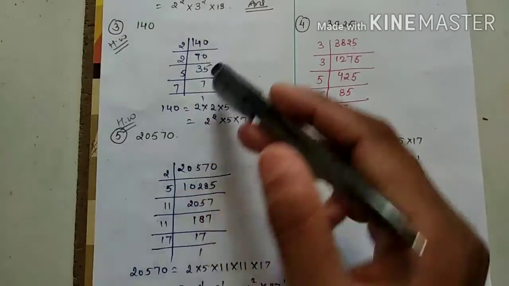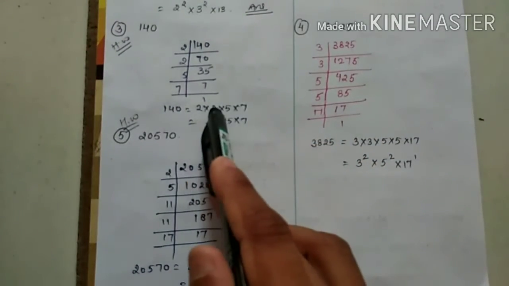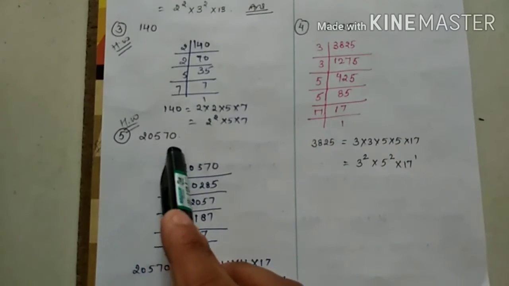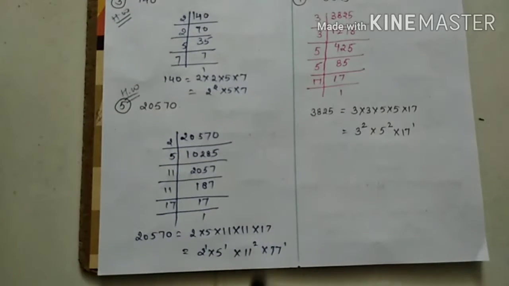140 I have given you. Again, I have solved it the same way. Just check whether your answer is matching or not: 2 to the power 2 into 5 into 7. Fifth question, 20570. Again I have done the solution. Just match your solution. Is it matching or not? 2 power 1, 5 power 1, into 11 power 2, into 17 power 1. Okay. This is the solution of your question.